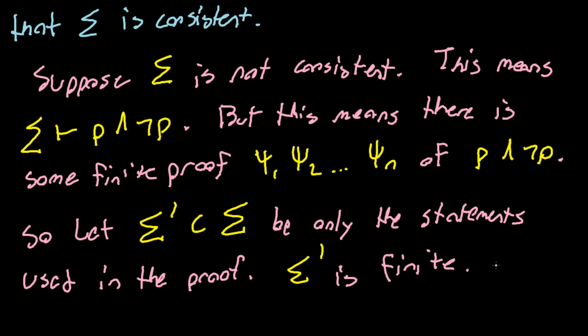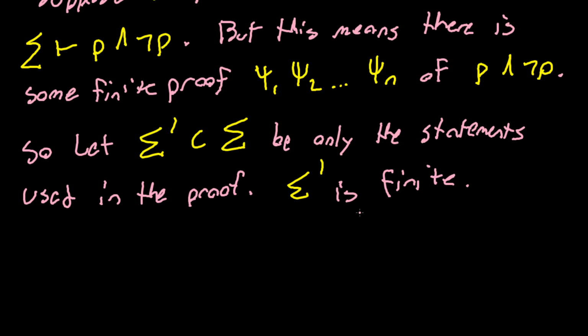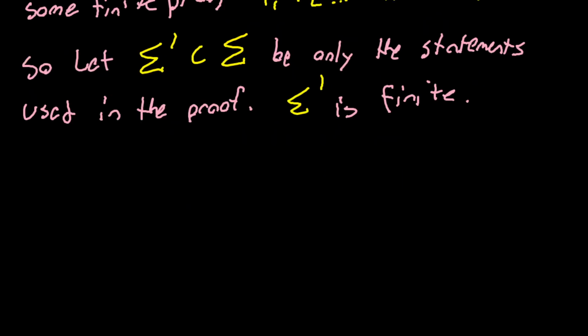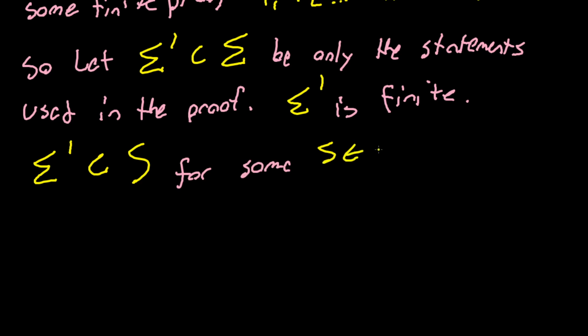Okay, so the idea is if sigma is not consistent, then it can prove a contradiction. Every proof is finite, so it can only rely on finitely many things, right? So I can take the finite set of everything I actually used in the proof of the contradiction, right? And now, kind of the big reveal is now sigma prime is actually a subset of S for some S in the chain.